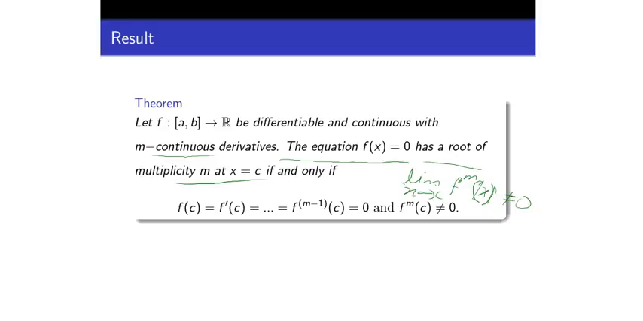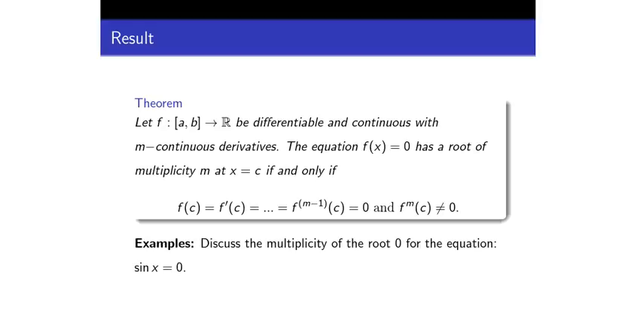Okay, right. Yeah, so for an example, you can discuss the multiplicity of the root 0 for the equation sin x equals 0. This sin x function you can differentiate as many times as you wish. Now f of x is equal to sin x. So f of 0 is 0. So it's at least a one time root, we know. So what about its derivative?